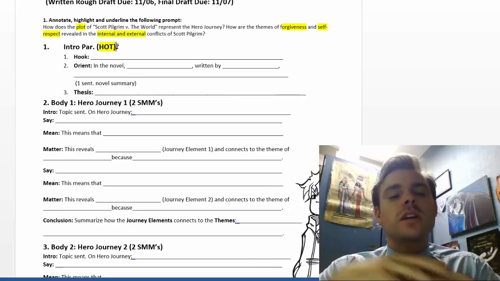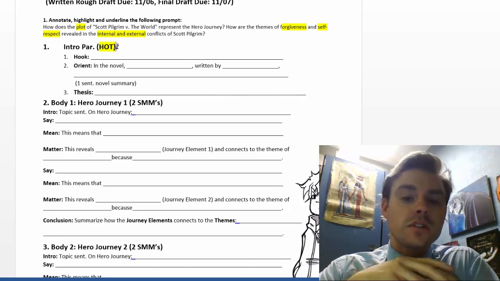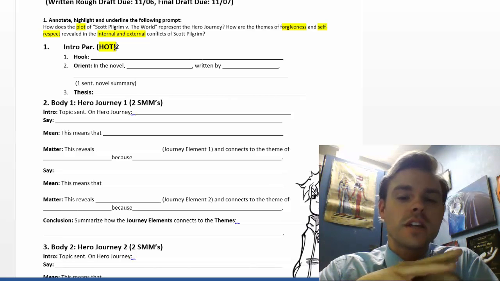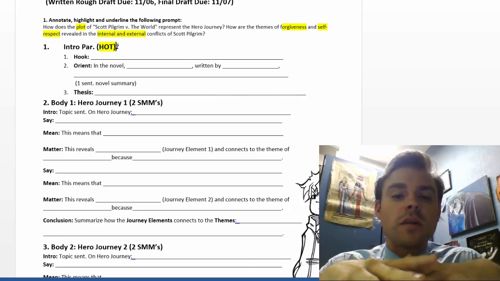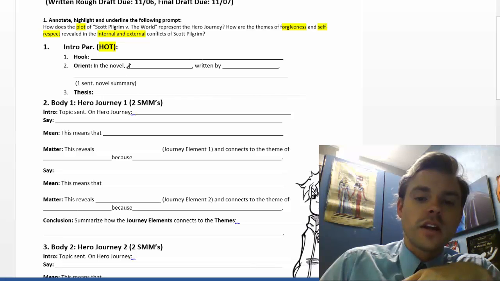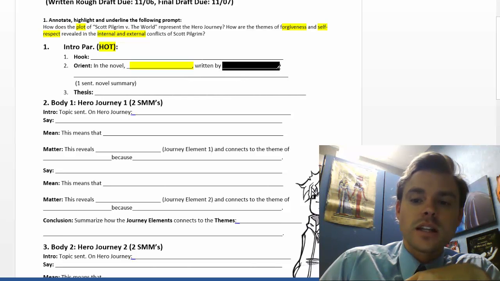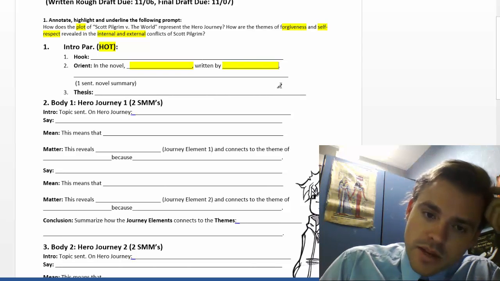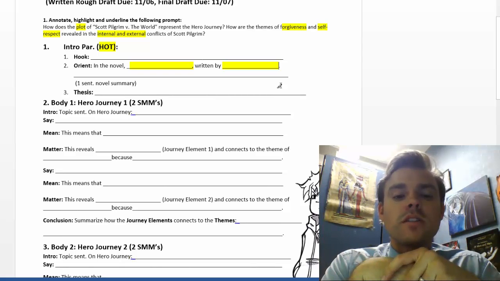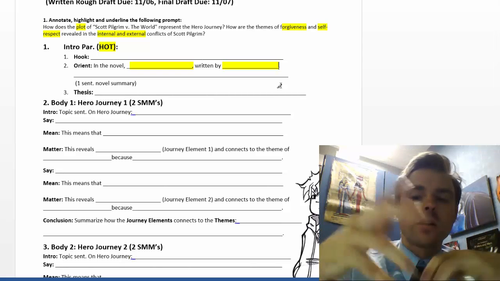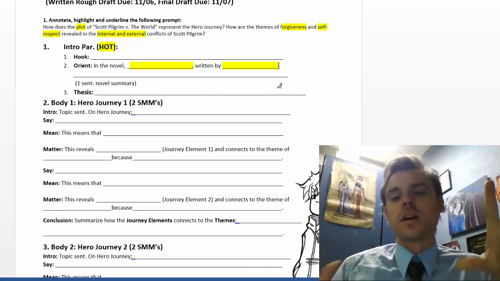The orient, though, gives us a sense of where the story is supposed to be going. So you say "in the novel," but in this case, it's a film, right? So you just need to change that. In the film, Scott Pilgrim versus the World, so you'd fill that in right here. Written by, and I told you guys in class that it's written by a guy named Brian Lee. So you can write that name down. Written by Brian Lee. And then you give a quick summary of the film as a whole, what Scott Pilgrim's about and what the story does, about a sentence.